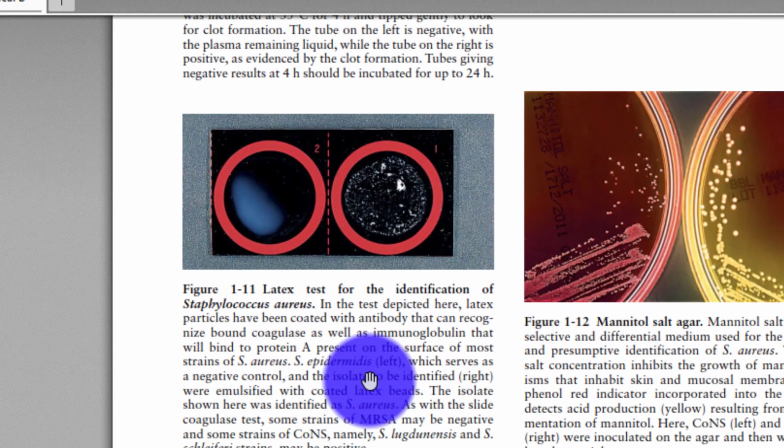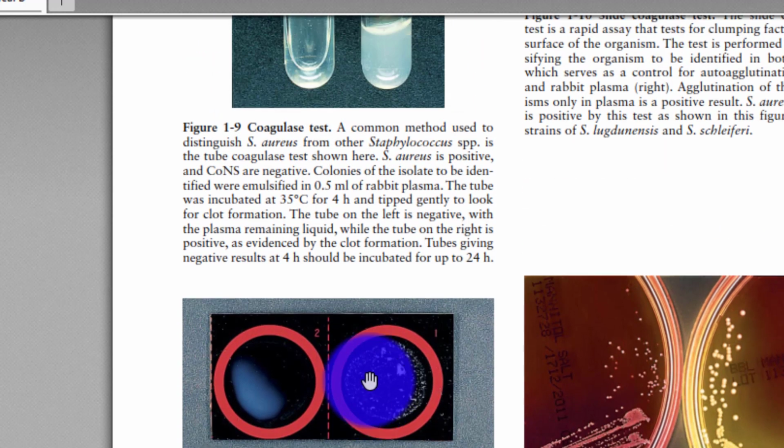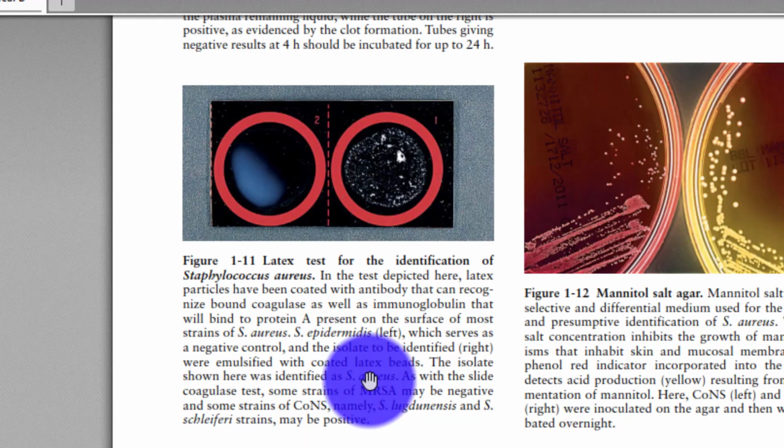Here the latex test for identification of Staphylococcus aureus. In the test, latex particles have been coated with antibodies that can recognize bound coagulase as well as immunoglobulin that will bind to protein A present on the surface of most strains of Staph aureus. Staph epidermidis, which serves as negative control, and the isolate to be identified were emulsified with the latex beads. The isolate shown here was identified as Staph aureus.